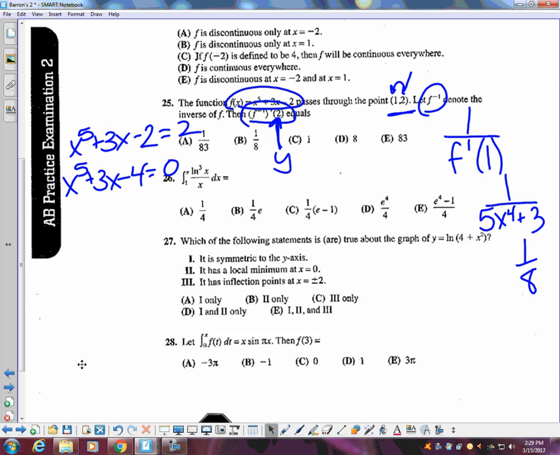Look on your formula sheet. He is always the y. When it asks for f prime of the inverse, that number that's in there is a y. See how it says g prime of y, and g is f's inverse. It's always a y.